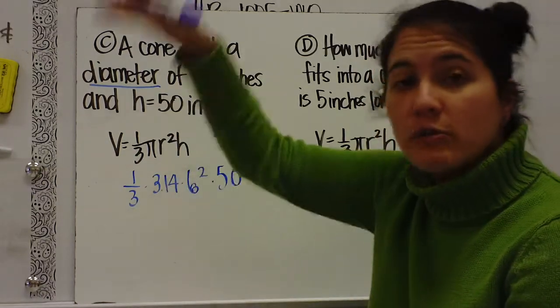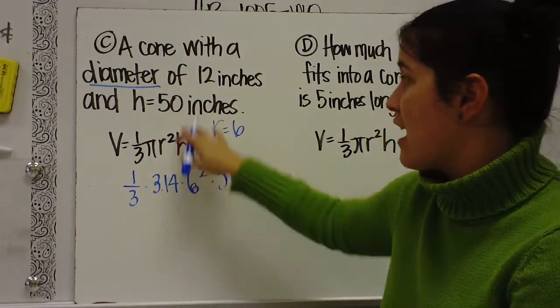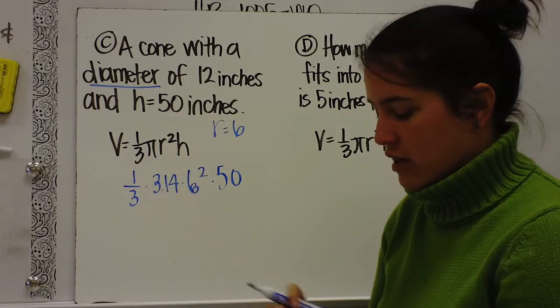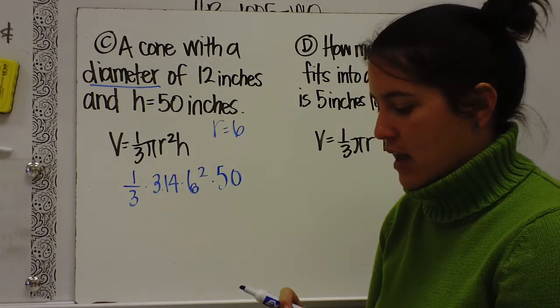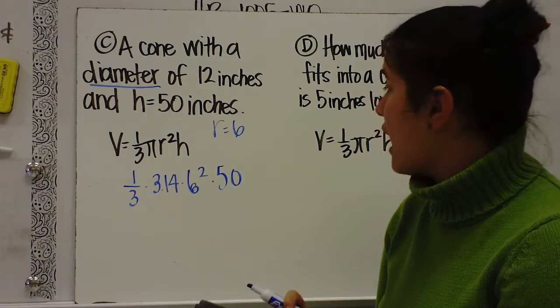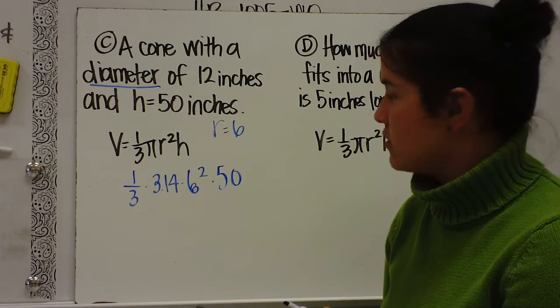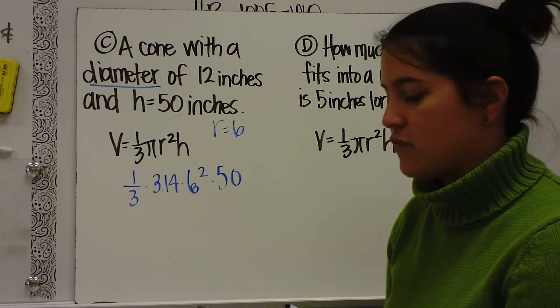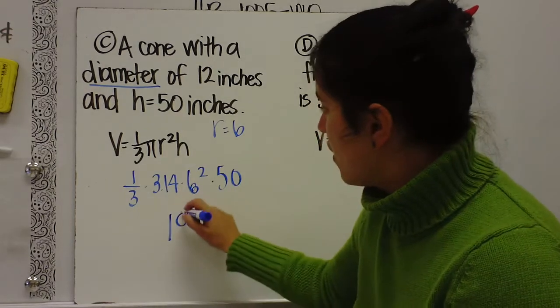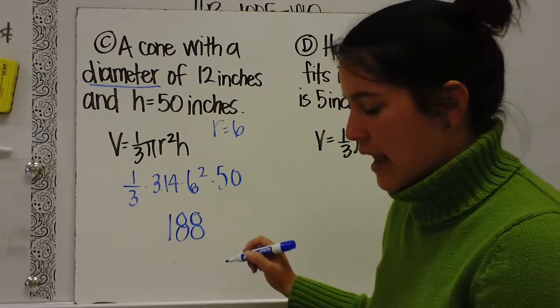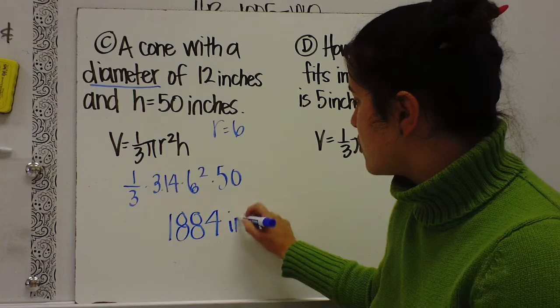So this is a really, really tall cone. It's got a height of 50. So I plug all that in, and I get 1/3 times pi, 6 squared times 50. Woo! 1,884 inches cubed.